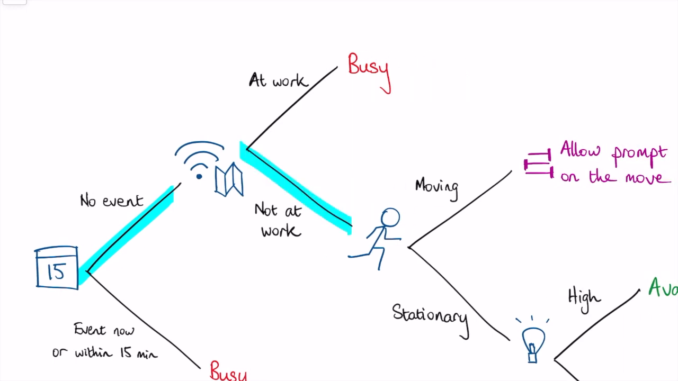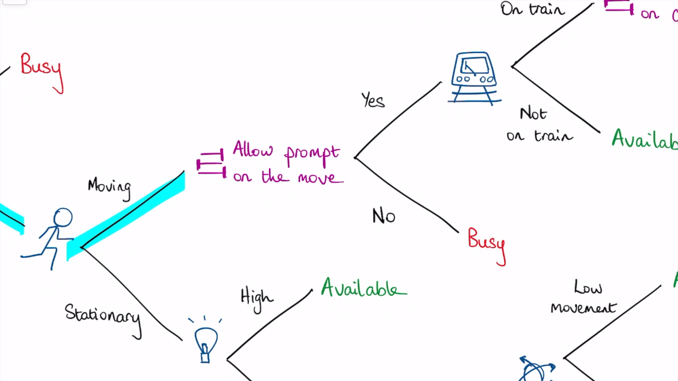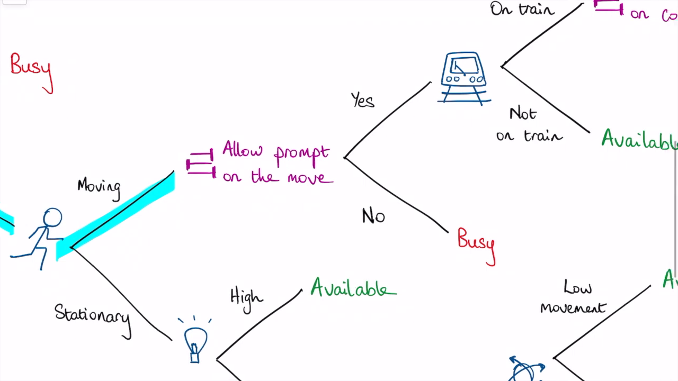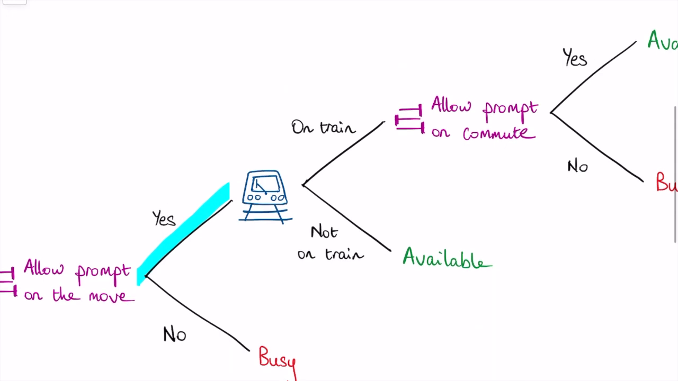GPS data also lets us determine that Stephen is currently moving. Luckily, he is happy to receive prompts while on the move and has enabled this in his preferences. However, we must check whether Stephen is on a train. Stephen doesn't like being prompted during his commute as he prefers to read the morning news, so he has disabled this in his preferences. As he happens to just be walking through a park, we can determine that he is available to take a quiz.